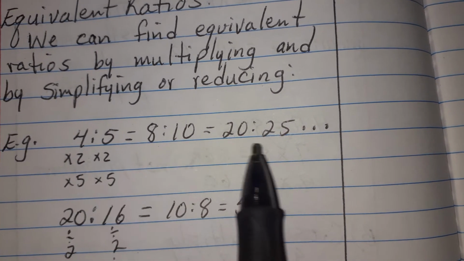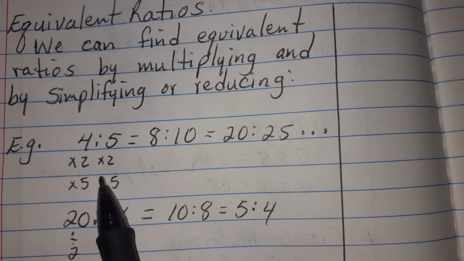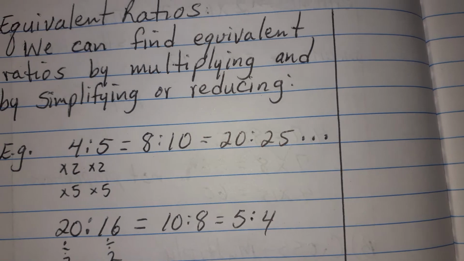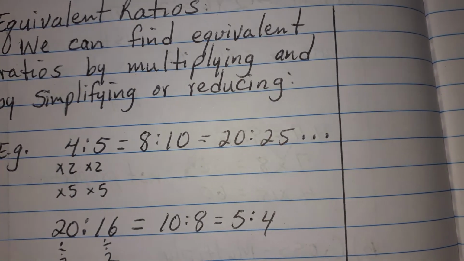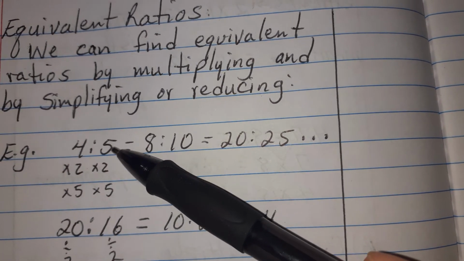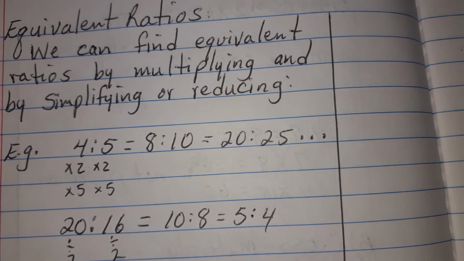Once you find equivalent ratios by multiplying, the list is going to be endless, because you can just take any number and multiply it to the first ratio. Okay, and there you get equivalent ratios.